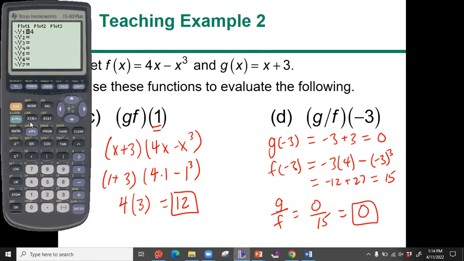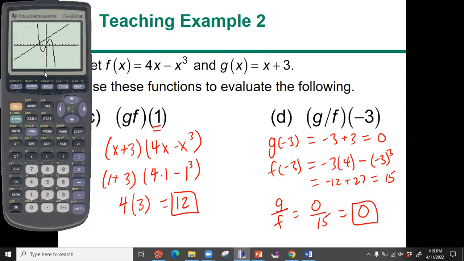So I would graph 4x minus x to the third. That's my F1, my Y1. And then I'm going to graph x plus 3. Okay, and then I hit graph. I'm going to let the graph do its thing.